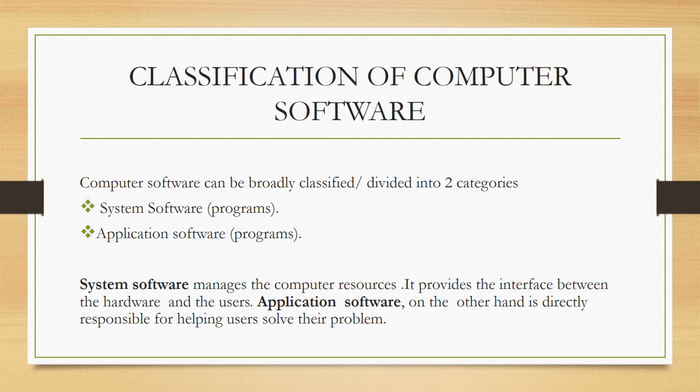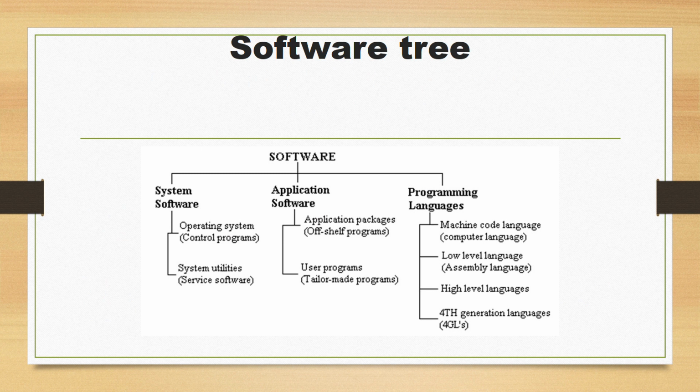So in definition, system software manages the computer resources. It provides the interface between the hardware and the user. The applications are more user-friendly. We talked of a tree of software. In the breakdown, there is system software, which was mentioned as the operating system and utilities. Now we talk of application software, which can be user programs or application packages. And programming is just the language we use to make the rest of the software, both operating systems and application software.